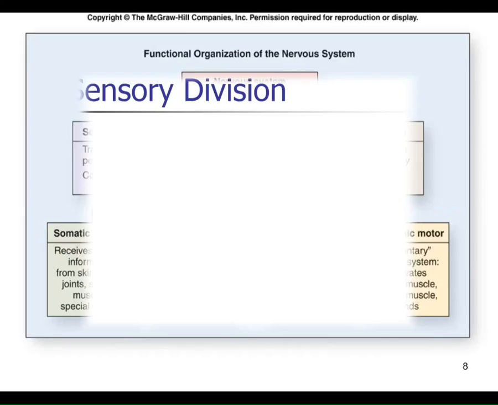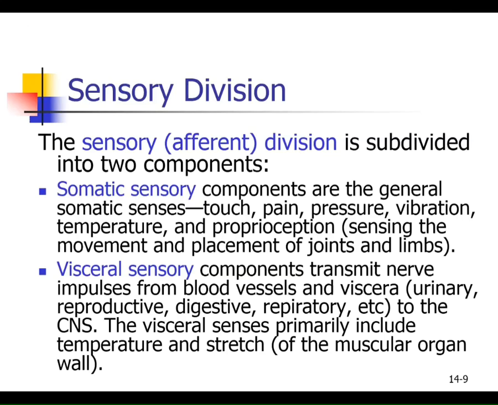If you didn't catch what I just said, here it is in words. So we've got the sensory division. It is somatic sensory and visceral sensory. There is, however, a new word that I want to pull out of this slide for you, and that is this term, proprioception. So right in the middle of this slide, you see the word proprioception. Proprioception is your knowledge of your body's position.